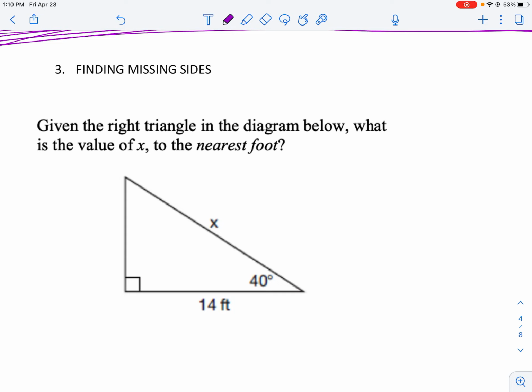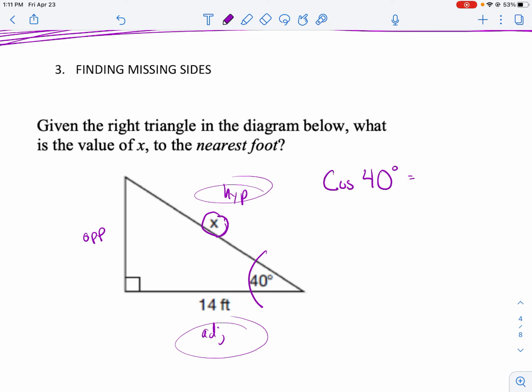So anyway, this one says, given the right triangle in the diagram below, what is the value of x to the nearest foot? So we're trying to find this guy right here, and we're referencing this angle here. This side over here is the side that is opposite angle 40. This is always our hypotenuse, and this guy down below, 14 feet, is the side adjacent to angle 40. So we have to think about which trig ratio involves our adjacent and our hypotenuse. That is cosine.